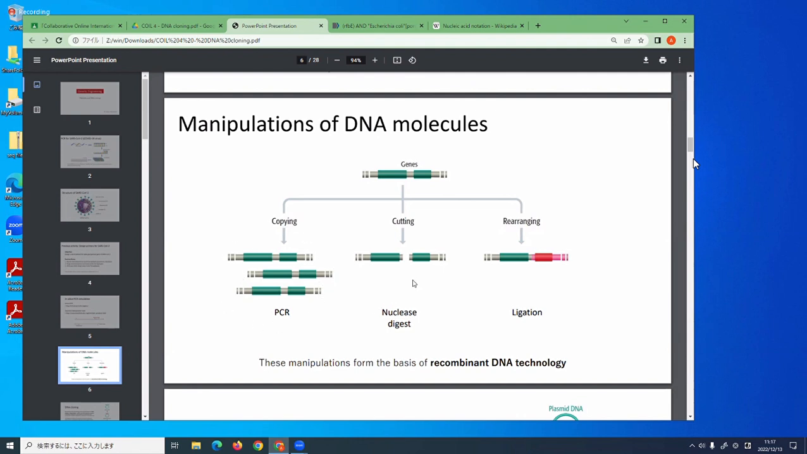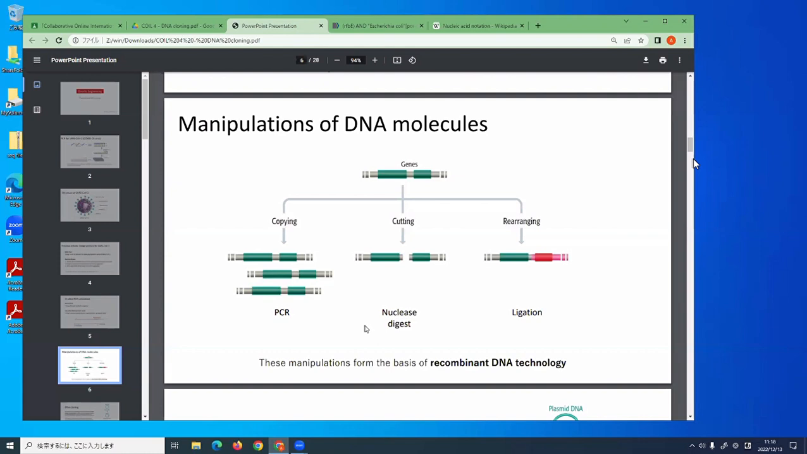And then after that, when we want to clone, I'll talk about cloning. We will need to cut things, and then we need to rearrange them. Cutting involves using nuclease enzymes, in a process called digesting. Basically, we just refer to nucleases as restriction enzymes. So we will cut it and then attach the pieces again. That's the rearranging process. Joining two molecules of DNA together is the process of ligation using the enzyme ligase.